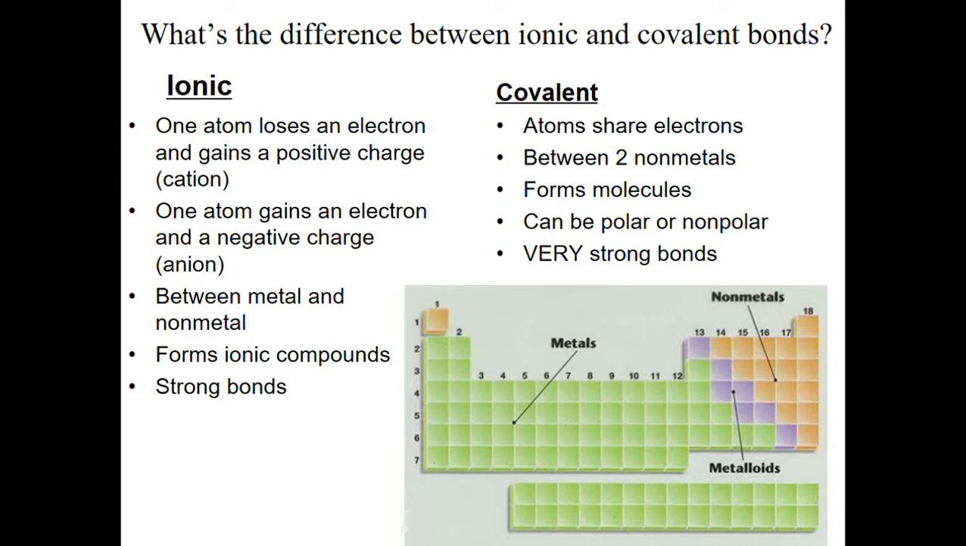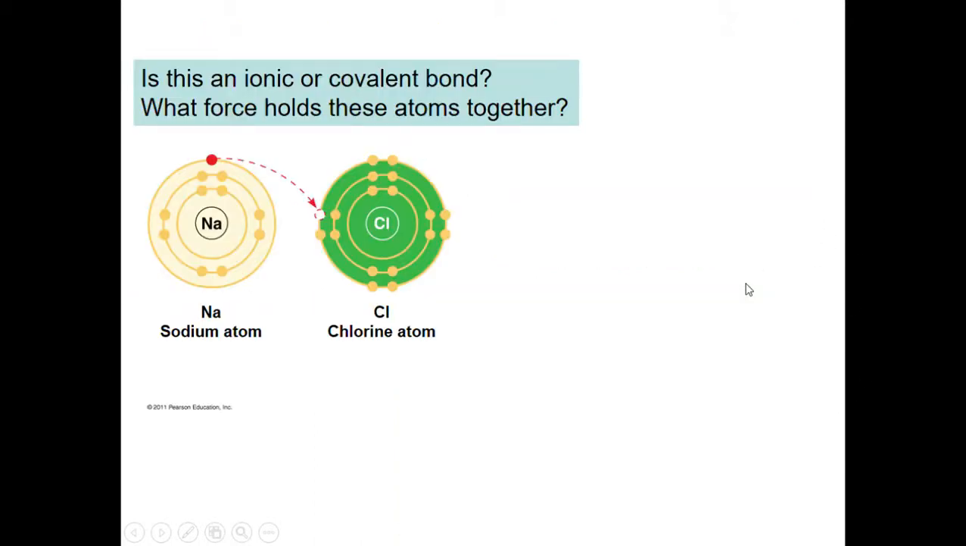Other types of bonds are covalent. This is where atoms share electrons, and these occur between two nonmetals. These end up forming molecules, and they can be polar or nonpolar. They're very strong bonds. These molecules come from this red section over here.